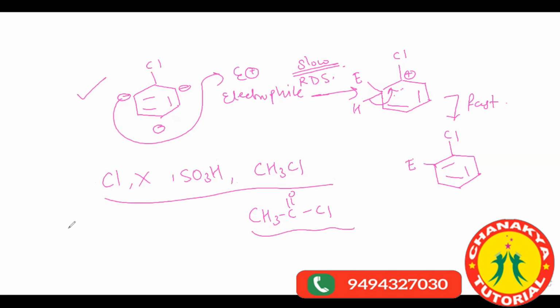So first, we are going to see the reaction of halobenzene with halogen. Suppose this is a chlorobenzene and you have to make a dichloro derivative of it.